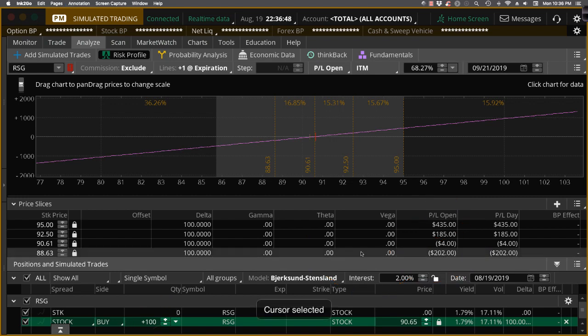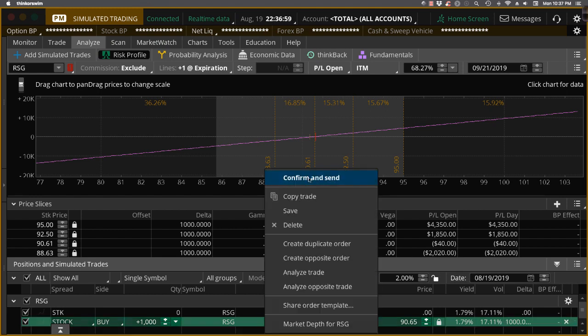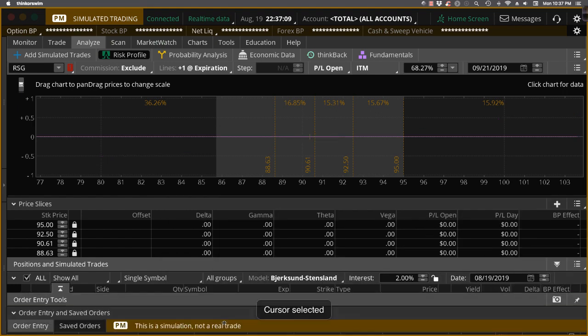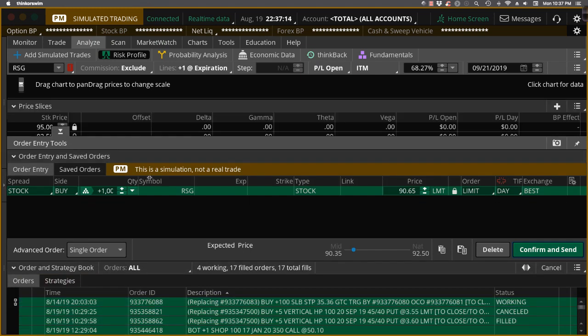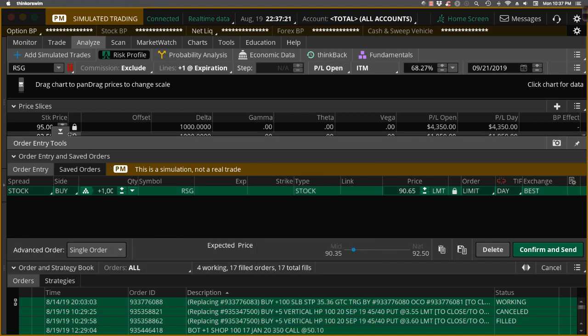Well, what if you're feeling a little bit greedy, or you got a slightly bigger account size, or a massively bigger account size? Let's say you bought 1,000 shares of the same stock. You have to consider how much asset allocation that would take. I'm going to go ahead and hit confirm and send here so you can see, well, that would require a $45,000 margin. So that may or may not be appropriate for your account size. But again, if you look at the risk profile here, let me send that back into the Analyze tab there. Make sure we've got that in there.